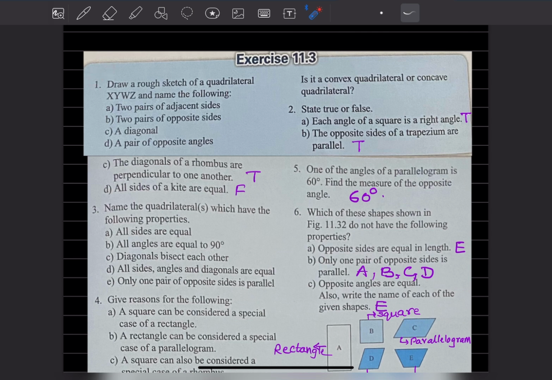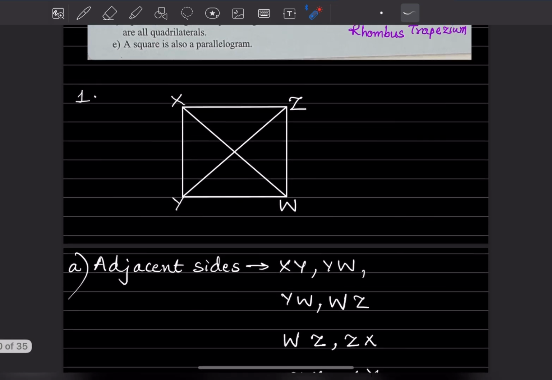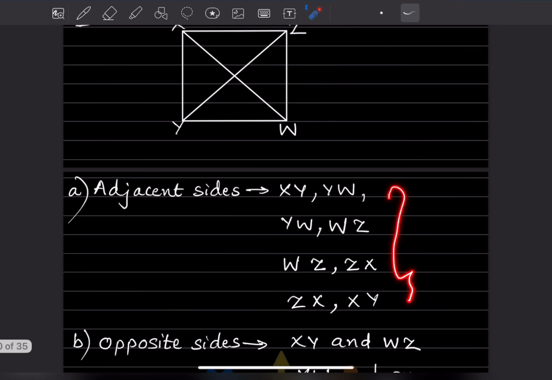Question number 1: draw a rough sketch of a quadrilateral XYWZ, and name the following. First, 2 pairs of adjacent sides. This is the rough sketch XYWZ. The adjacent sides are XY and YW. Then YW and YZ. Then YZ and ZX. So this is written over here, the adjacent sides.